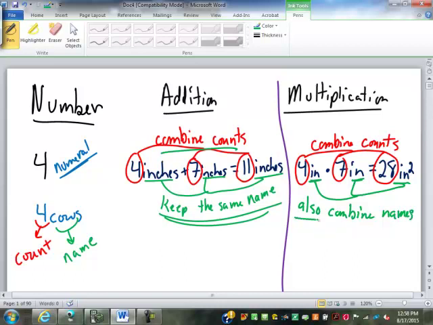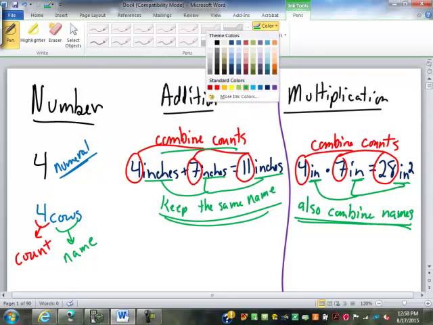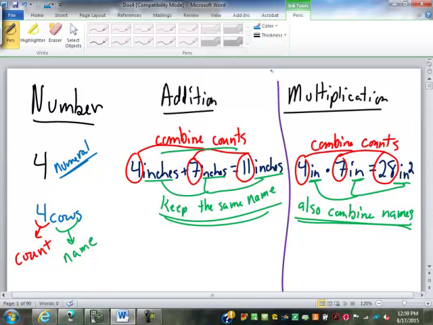That is a huge difference. Now, it may not look like much, but it really is. The fact that when we add, we keep the same name, and that when we multiply, we combine the names, has big consequences on the rules for how we do those operations. In fact, it even will define for us what numbers we can use in each operation.